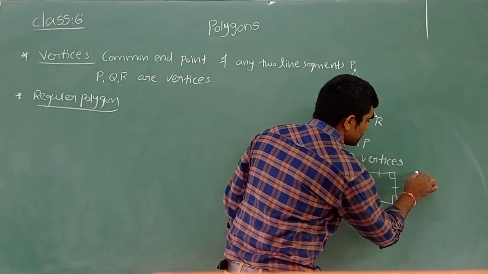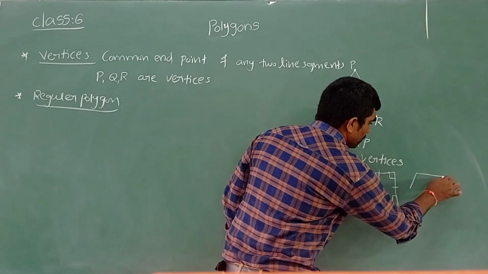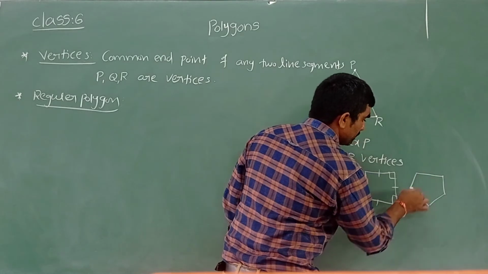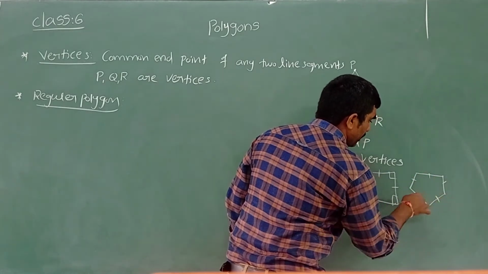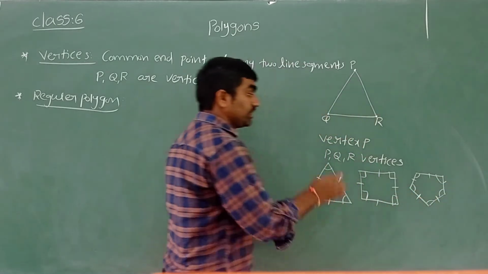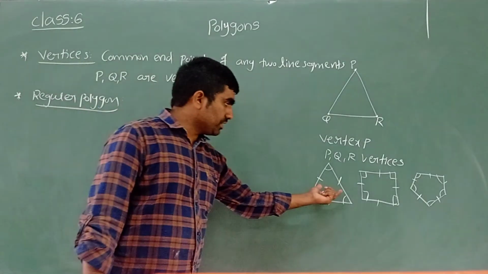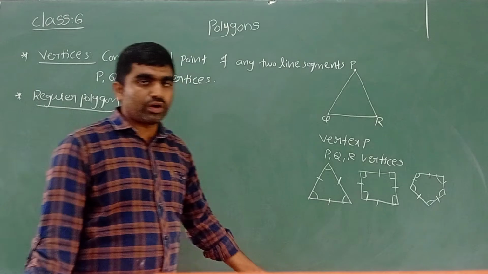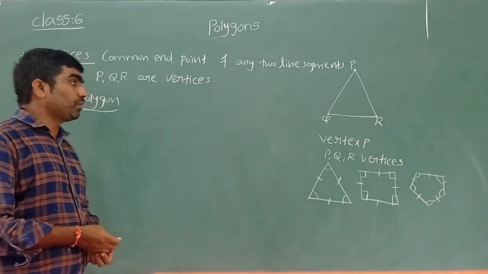Similarly, you can see here a five-sided polygon. 1, 2, 3, 4, 5. All sides are equal and all angles are equal. Then the polygons are called regular polygons. 3-sided regular polygon, 4-sided regular polygon, 5-sided regular polygon. Like that, you can see the regular polygons.